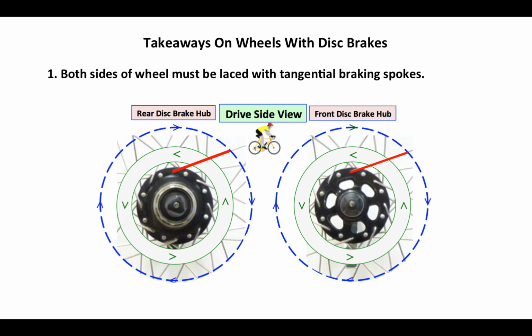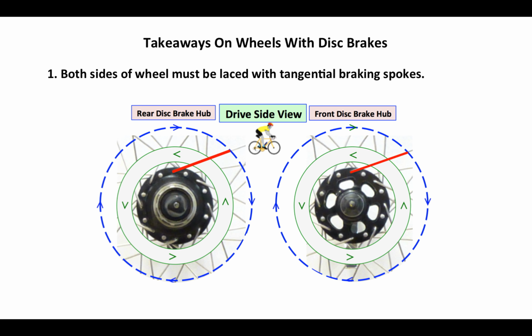Here's a picture that you've seen before, and we see that the red spoke is a pulling spoke that can transfer torque when you stop the hub and the wheel wants to keep turning, and those are tangentially laced. They should be that way on both sides of the wheel for both the front and rear.